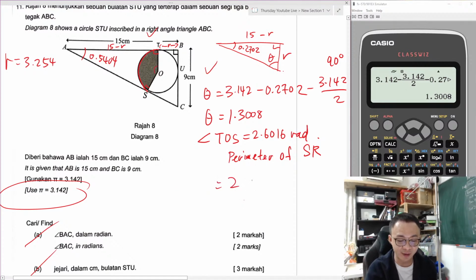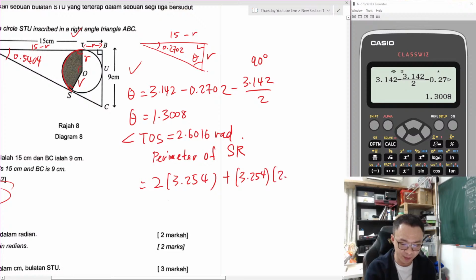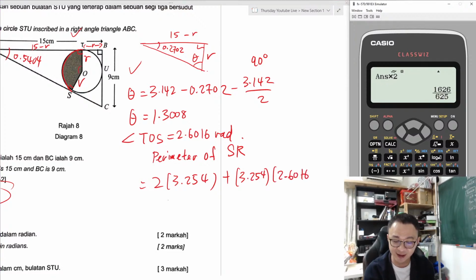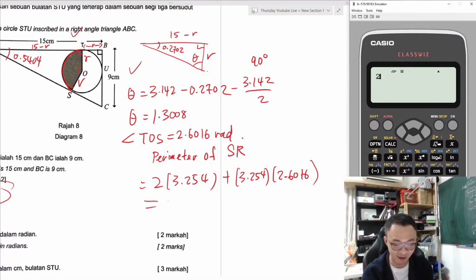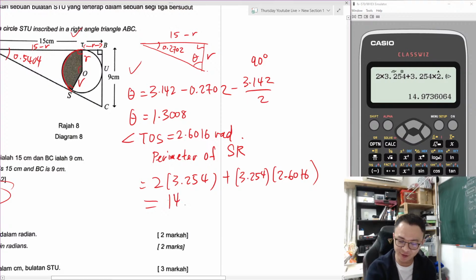Basically I have 2R, right? My R is 3.254, because I have 1R and 1R here, 2R plus R theta. R is 3.254, and then the theta we just found, which is 2.6016. Just this angle times 2. Okay, so just type everything in the calculator, you will get the correct answer. 2 times 3.254 plus 3.254 times 2.6016. Okay, so the perimeter is 14.974 centimeter.